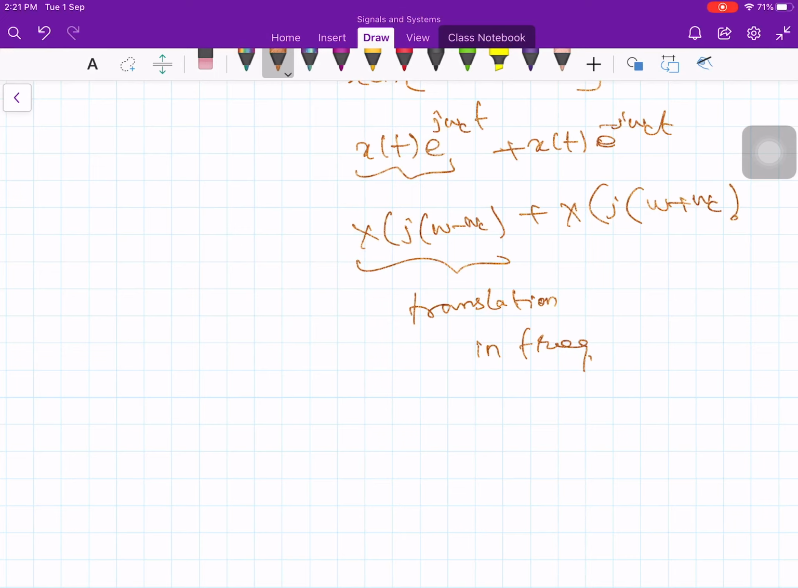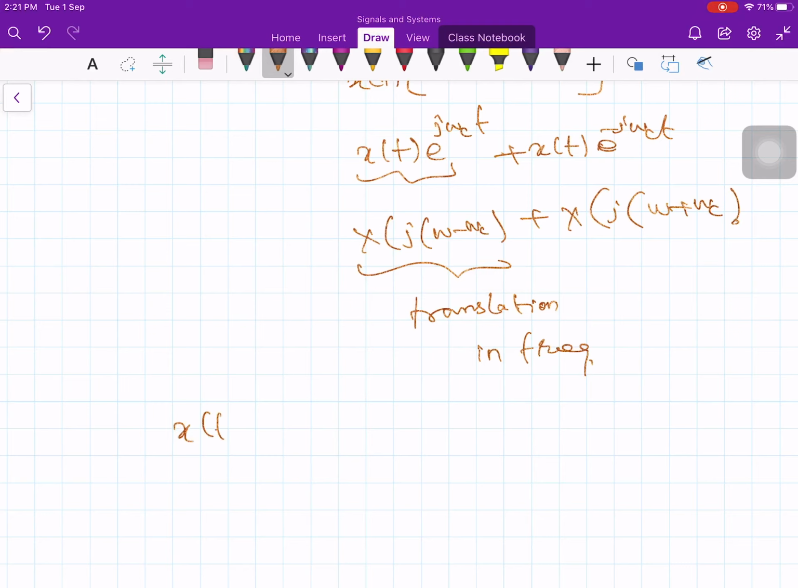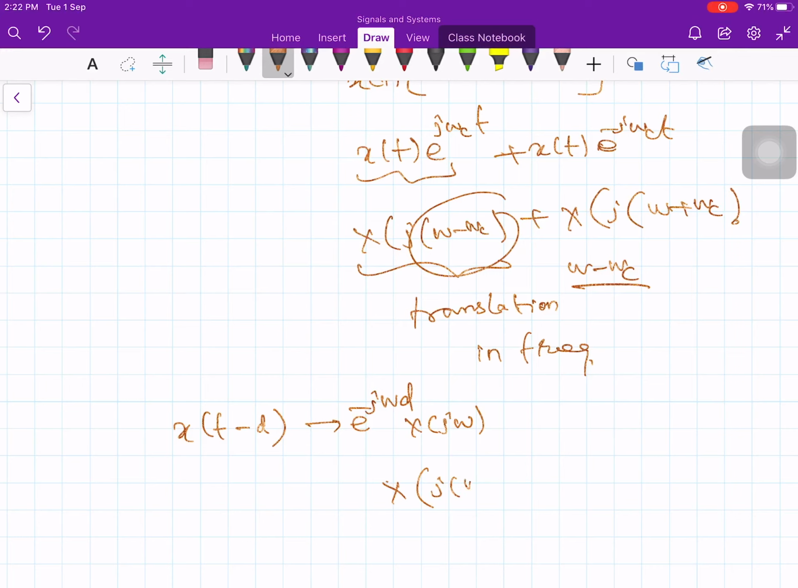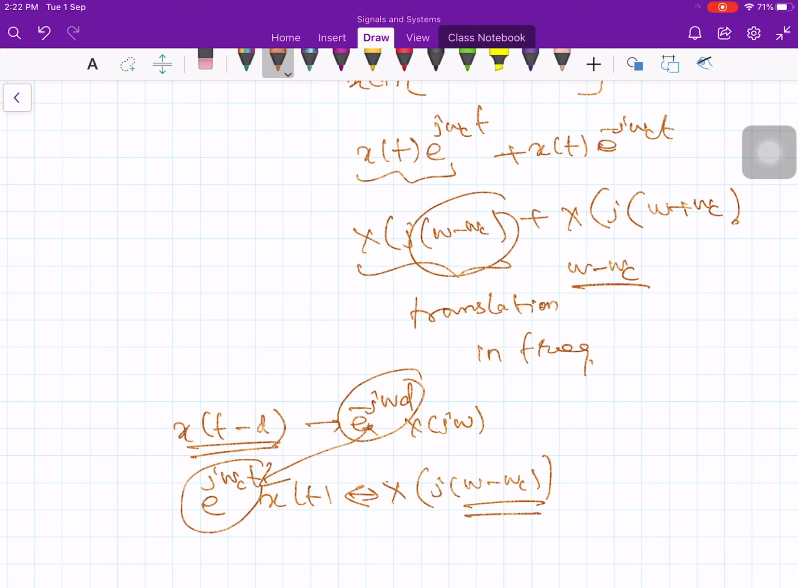In the previous case, we shifted x of t minus d, and here we are shifting by omega minus omega c, that's all. In the time domain, it is multiplied by e to the minus j omega d times x of j omega, and when we do the same shifting in the frequency domain, j times omega minus omega c, then it is multiplied by e to the j omega c t times x of t. There is a duality like this. Shifting in the time domain leads to exponential multiplication. Shifting in the frequency domain leads to multiplying in the time domain by an exponential function.